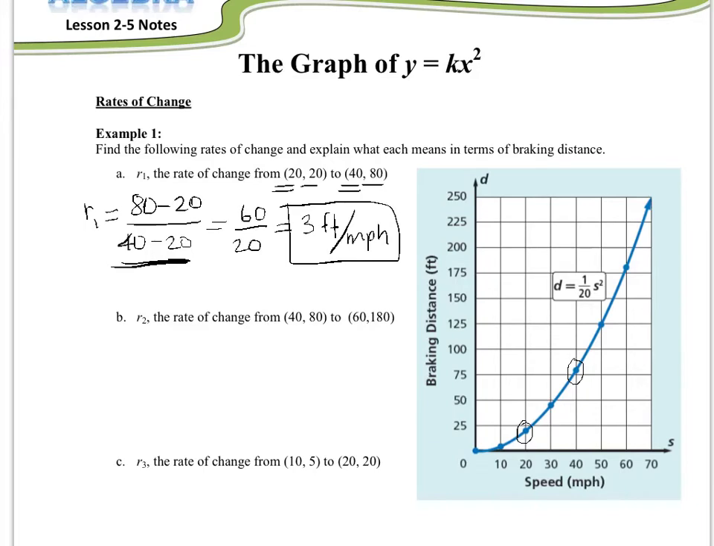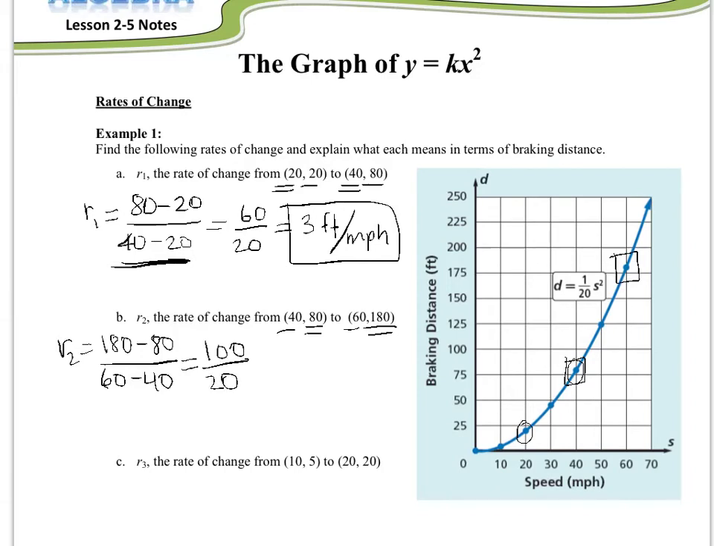The rate of change from (40, 80) to (60, 180). So now we're going to do (40, 80) to (60, 180), and let's see what that one's going to mean. So R2 equals 180 minus 80, so I did the 180 and the 80, and then 60 minus 40, so I did the 60 and the 40. 180 minus 80 is 100. 60 minus 40 is 20.